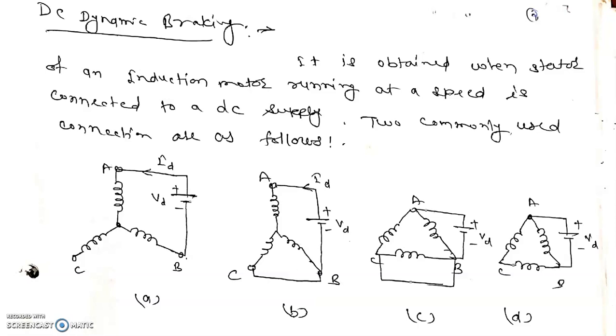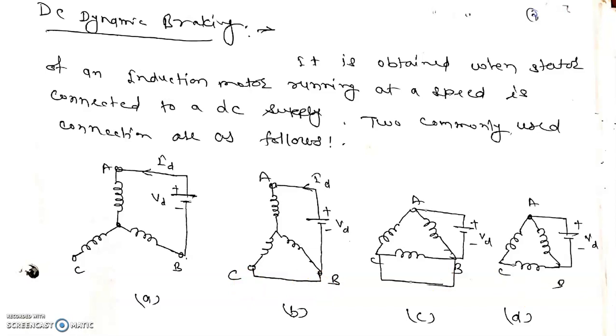The DC dynamic braking is obtained when the stator of an induction motor running at a speed is connected to a DC supply. Here four circuits are shown, two for the star connected winding and two for the delta connected winding, in which any two phases are connected to a DC supply. In connection A and connection D, only two phases are used for connecting the DC supply and one phase is left. In connection B and C, two phases are connected to a DC supply and the remaining two phases are connected to each other.